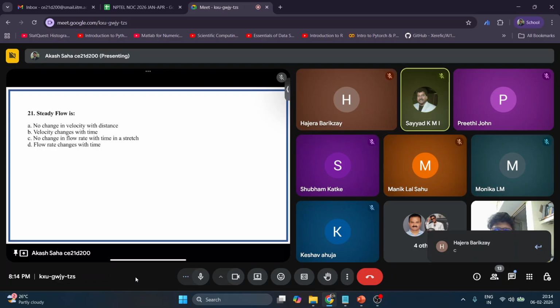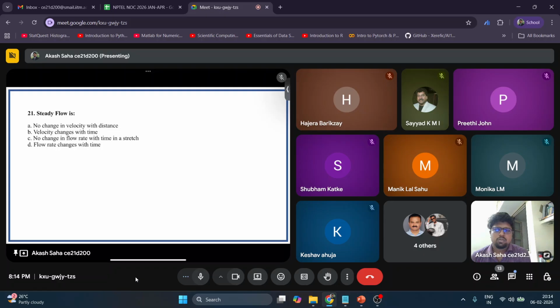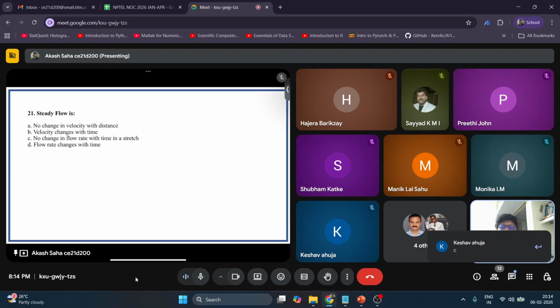A. No. So whenever we say steady, steady means there should be no change. Now that can be no change in velocity also. There can be no change in flow rate also. Both of the things can be. Yeah, but whenever we say steady flow, we generally mean with respect to time. Okay, we generally mean with respect to time, it is not changing.